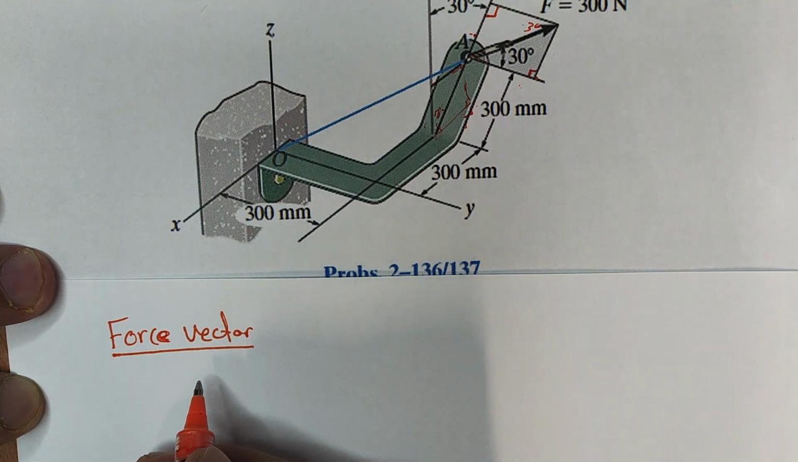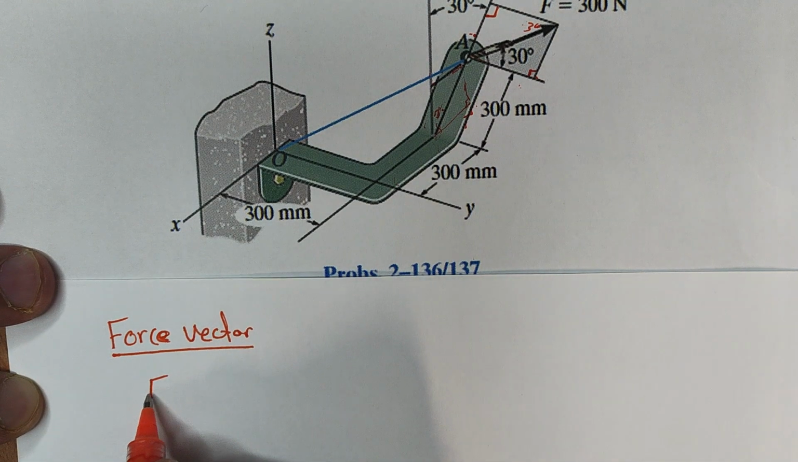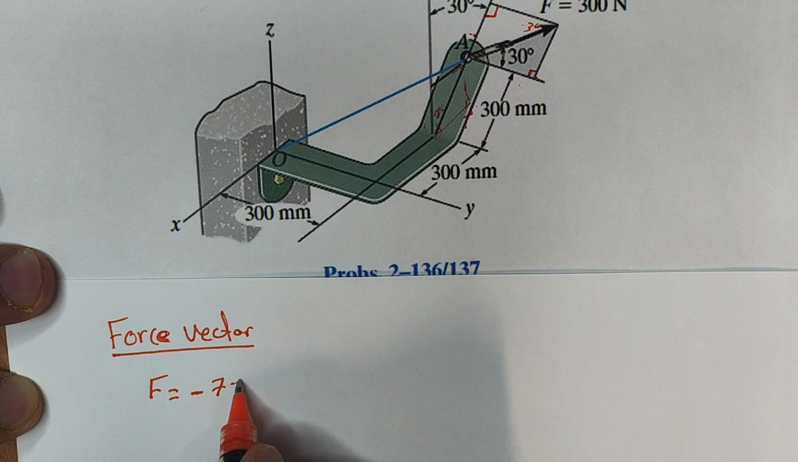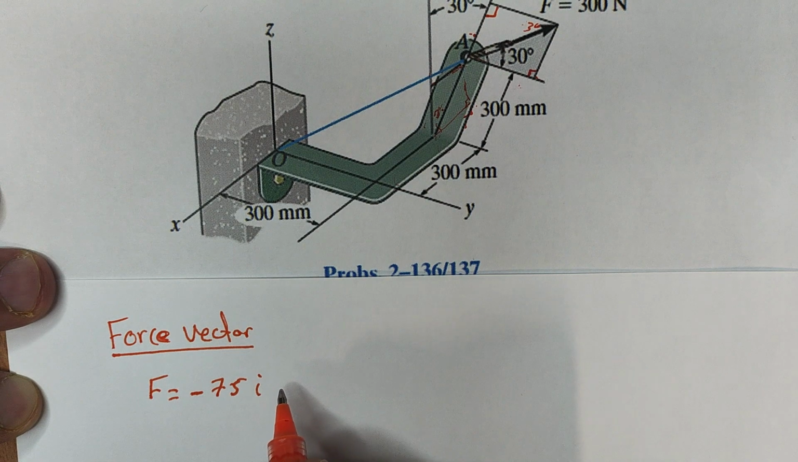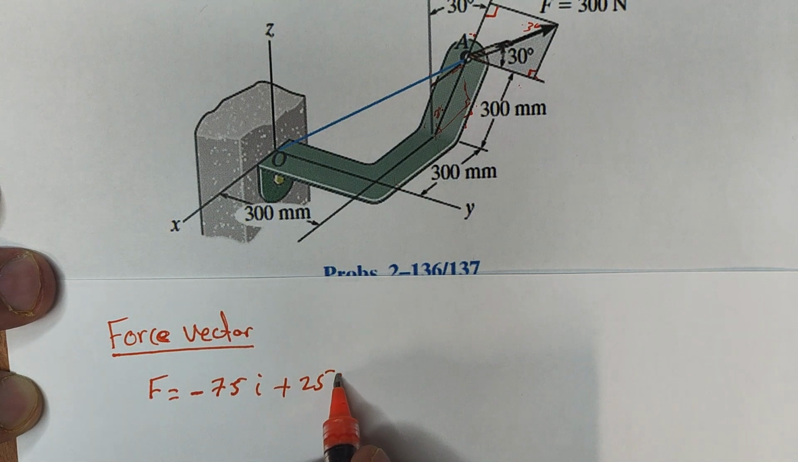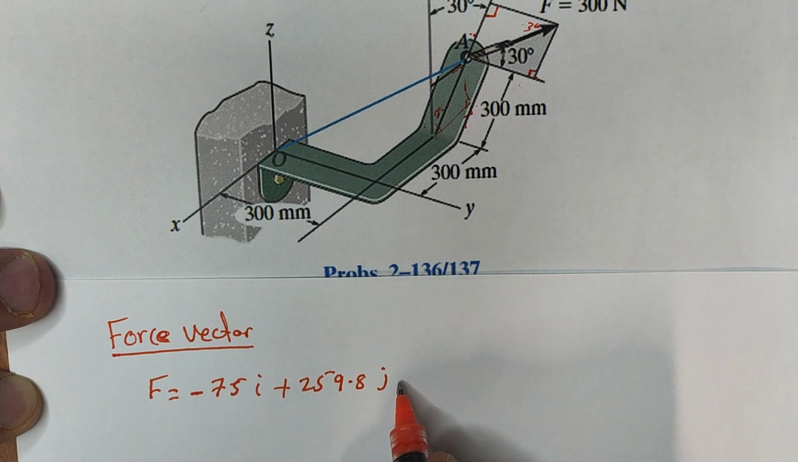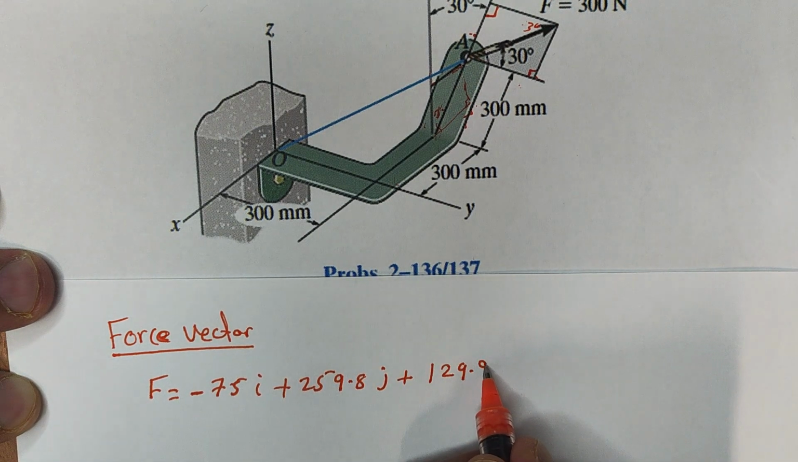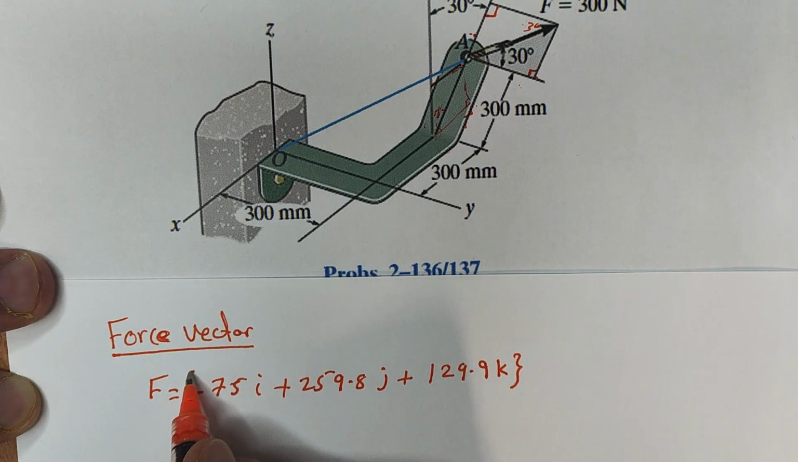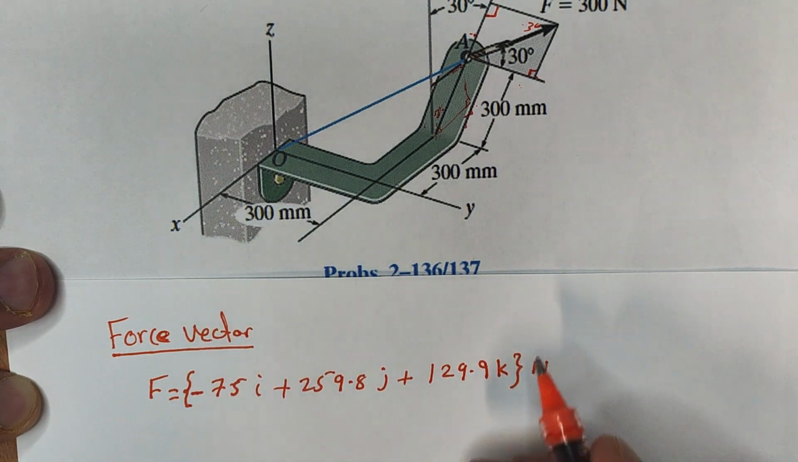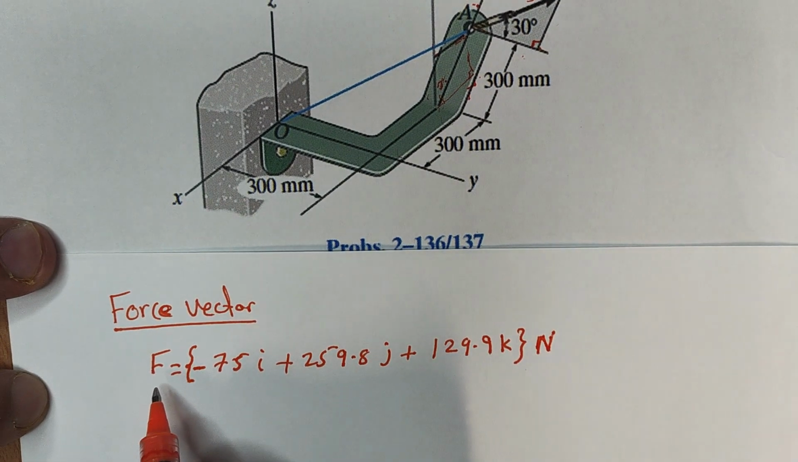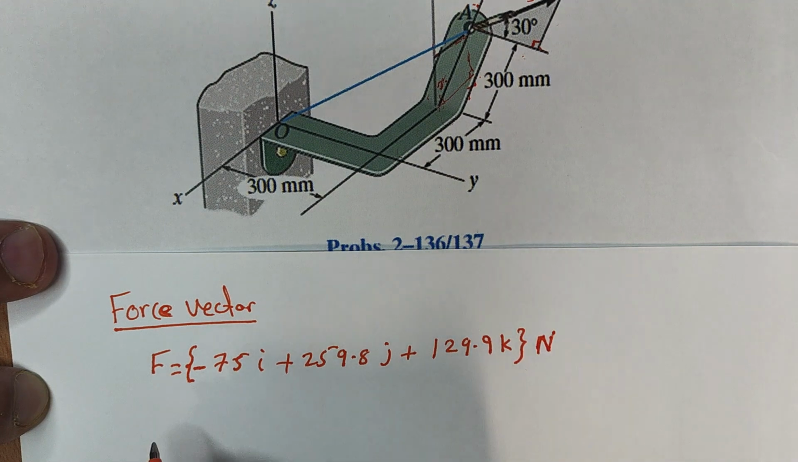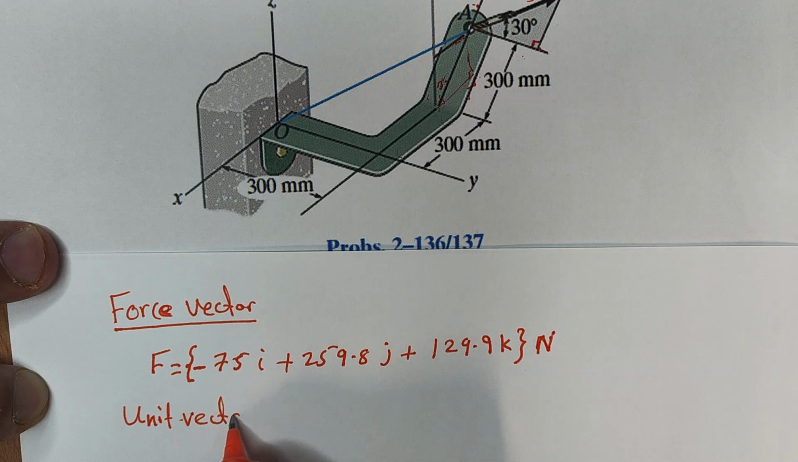The force vector was found to be F equal to negative 75 i plus 259.8 j plus 129.9 k. This was the force vector we already found in the previous video. Now, if this is the force vector, we need the unit vector OA.